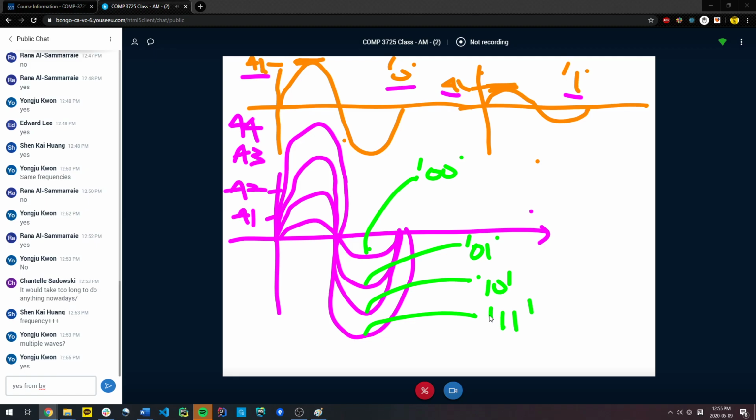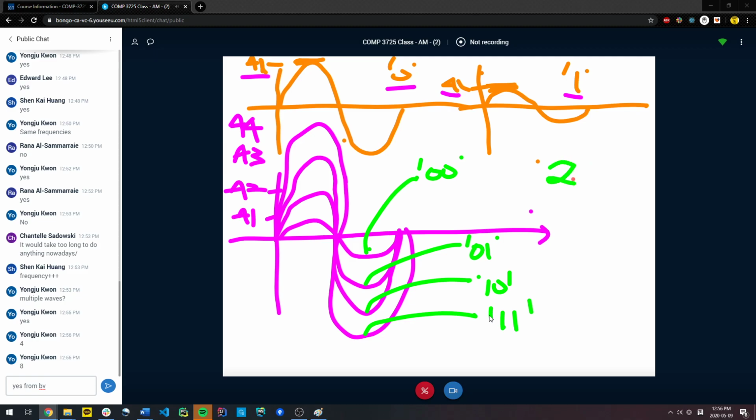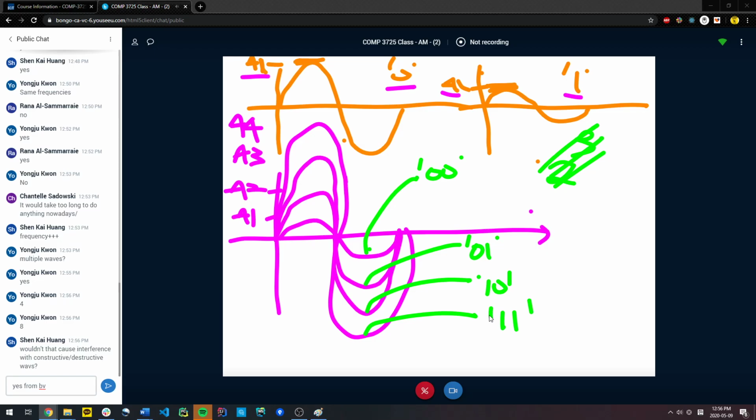And if I want to send 3 bits at a time, how many waveforms do I need? 8, exactly. 2 to the power 3. Okay. So can I have infinite data rates?